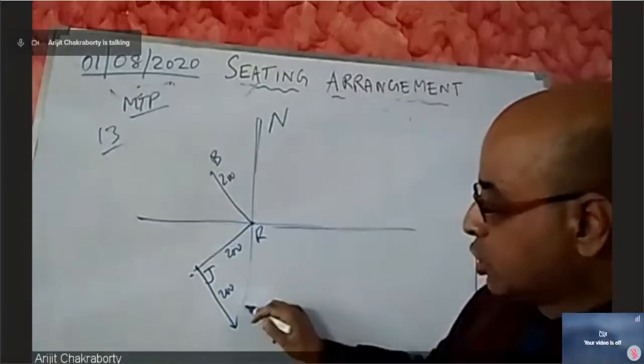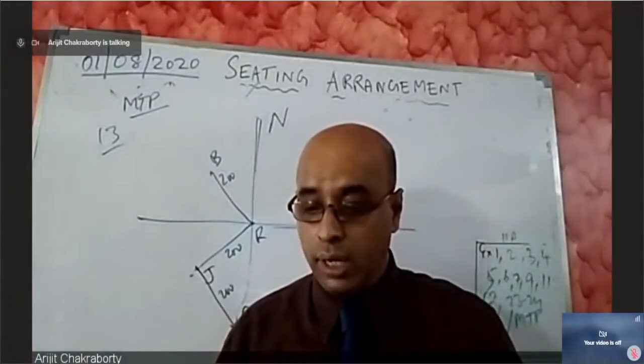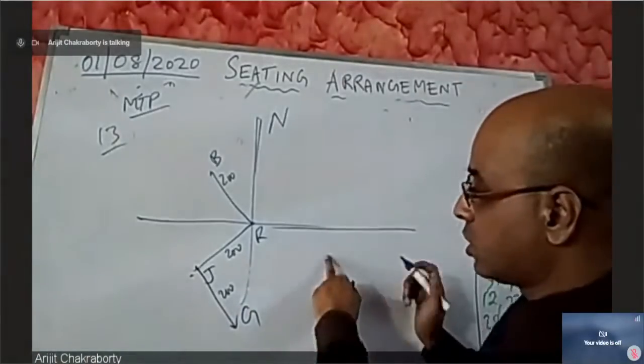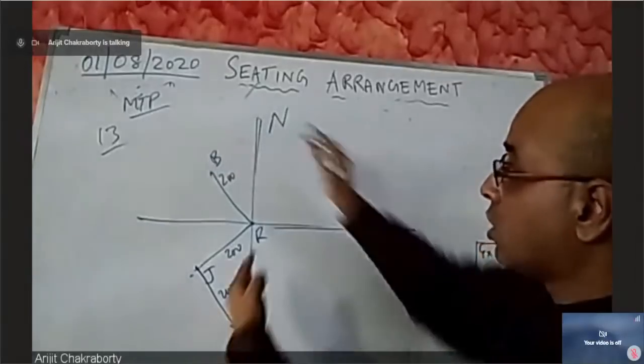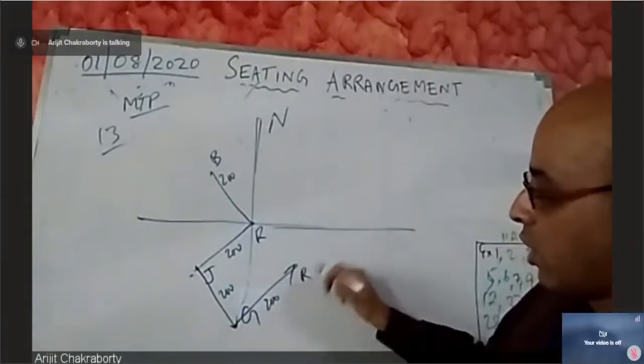Okay, Gopal, G. Roy is Gopal's neighbor and his house is located 200 meters away in the northeast direction. North is this, east is this, so northeast is this. So 200 meters we have Roy. Roy is here.